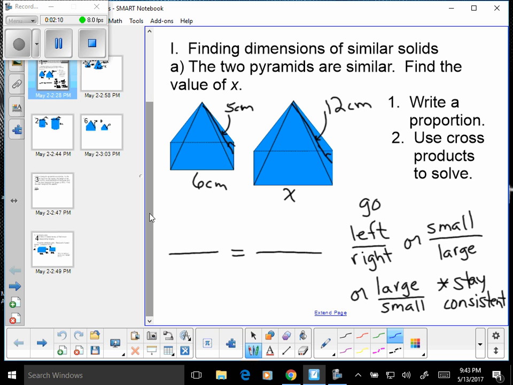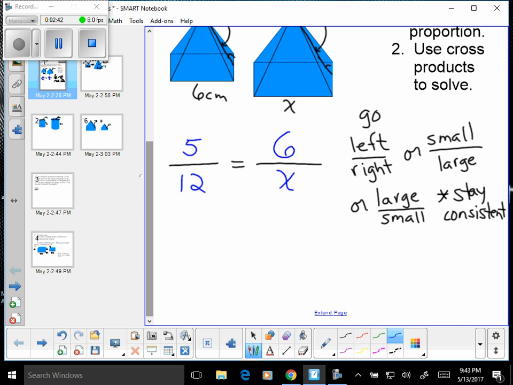The first thing that I guess hits me is the 5 to 12. Those are corresponding lengths that I'm originally given. Now, because the 5 came from the left-hand pyramid, I'm going to put the 6 in the top position as well. Remember, if it's left over right on the left-hand side of the proportion, then it's got to be left picture over right picture on the right-hand side of the proportion, over x. Now, I look to see if I can reduce, and I cannot. 5/12 is already in lowest terms.